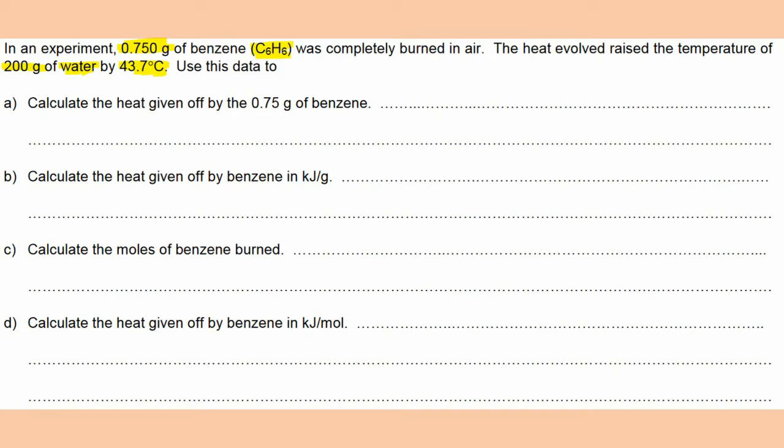So I've been asked a couple of times about one of these questions because it involves heat energy and mole calculations. In an experiment, 0.75 grams of benzene, C6H6, is completely burned in air. The heat evolved raised the temperature of 200 grams of water by 43.7 degrees. Use this data too, and then we've got 4 separate calculations that we need to do.